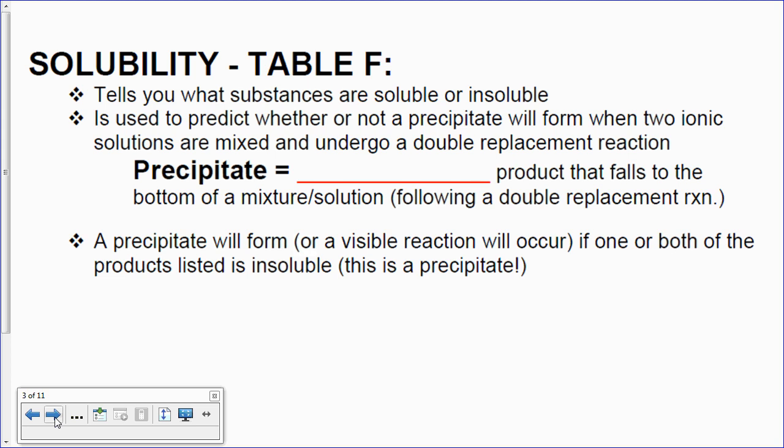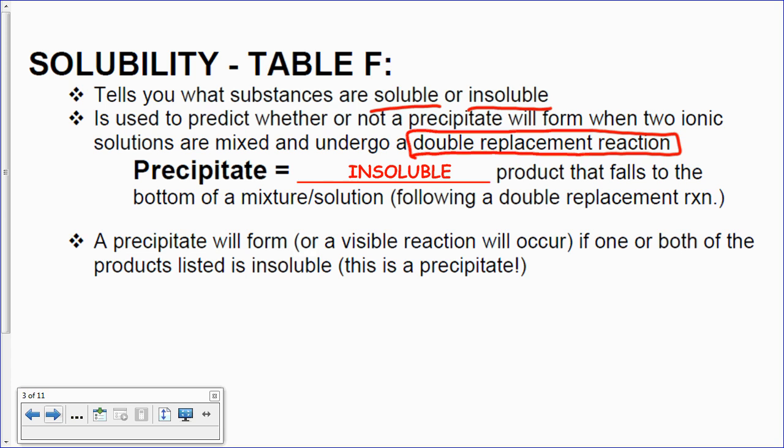So let's talk about our notes here. Solubility on Table F. Table F tells you what substances are soluble or insoluble. Again, soluble does dissolve, insoluble does not dissolve. It's used to make predictions whether or not a precipitate's going to form when two solutions are mixed and undergo a double replacement reaction. So we're reviewing back to types of reactions here. All these precipitations are going to be double replacements. Technically, a precipitate is insoluble. It falls to the bottom of a mixture or solution following that double replacement reaction. A precipitate will form, or a visible reaction will occur, if one or both of the products listed is insoluble.